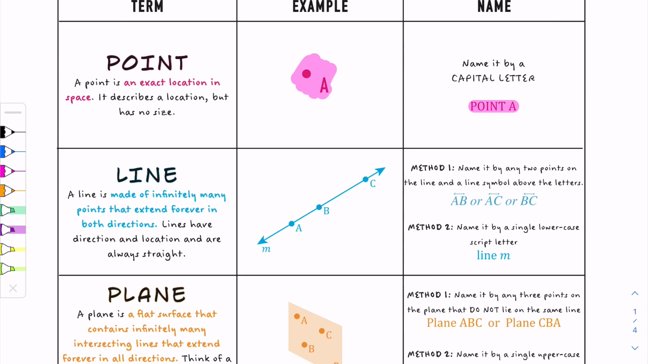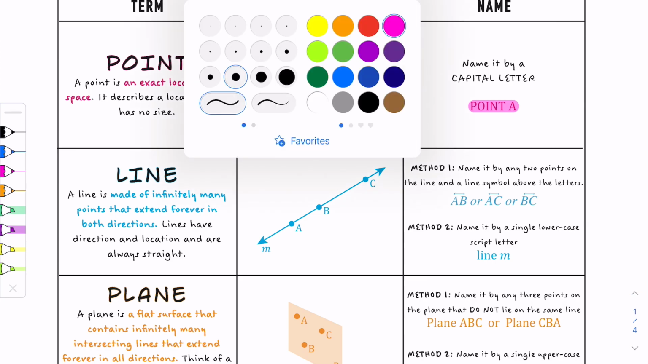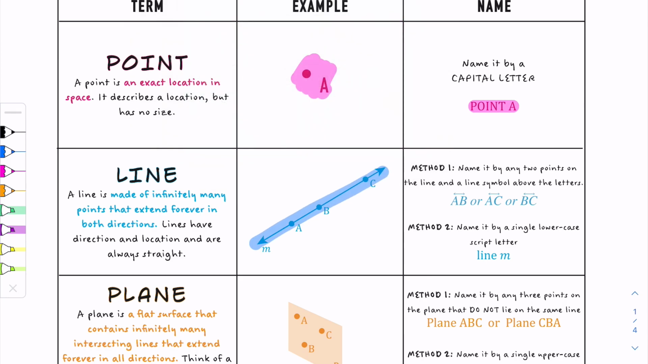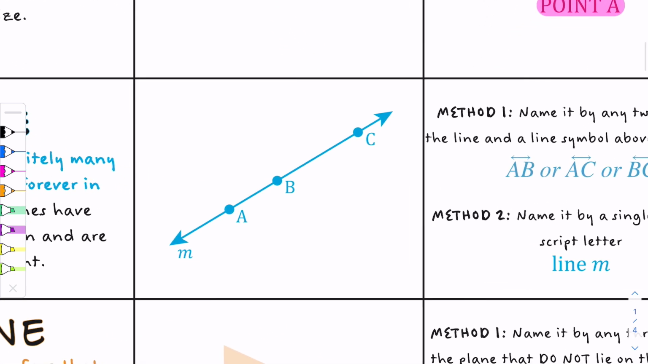Lines are made up of infinitely many points. Lines extend in both directions forever. You indicate that you have a line by putting an arrow on each end. Lines can be labeled in multiple different ways. So the first method is to label a line by labeling it with 2 points on the line and using the line symbol above it, such as AB. You could also name this line AC because the line cuts through both points A and C.